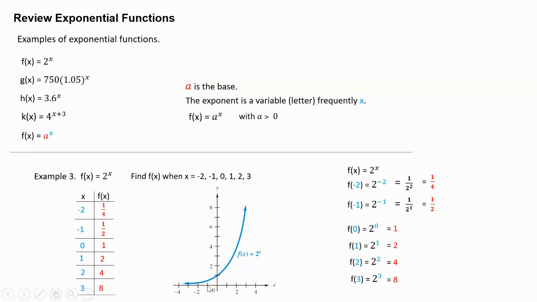And then when it's negative 1, negative 1 is going to be 1/2. When it's 0, it's going to be 1. When x is 1, it's going to be 2, right? But this is what you grab by plotting all the points.